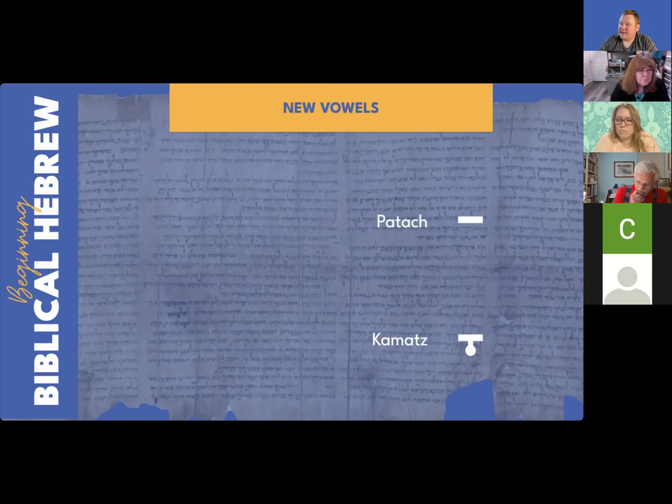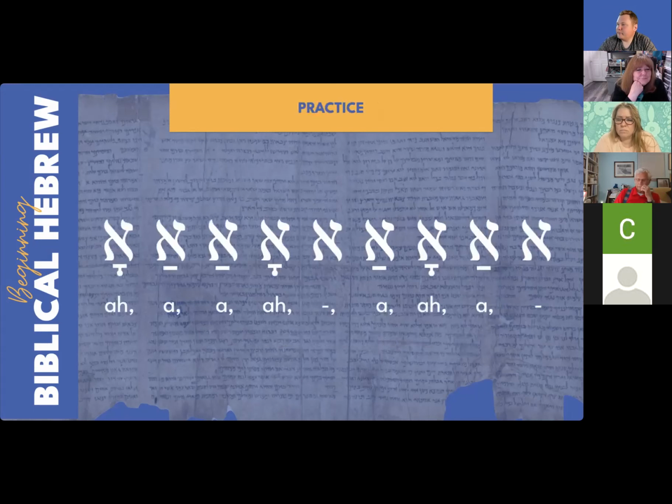The difference is that patach, it's kind of like in music where you have a whole note versus a quarter note. The patach is shorter and it has less lines in it. The kamats is the same sound, but you draw it out longer, and so it has an extra length to it. It has kind of a handle on it. But they're both that ah sound.